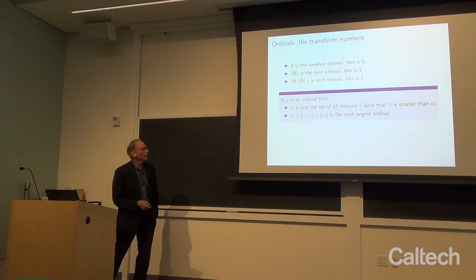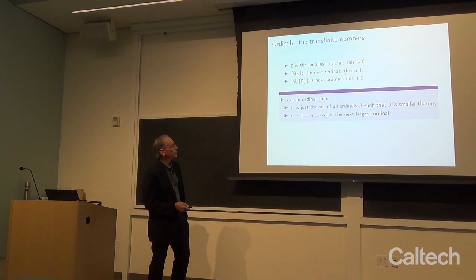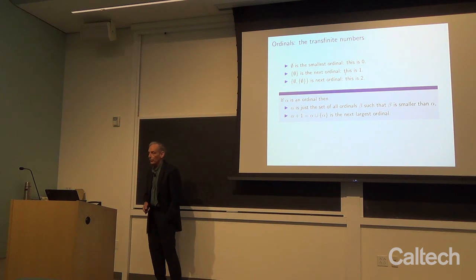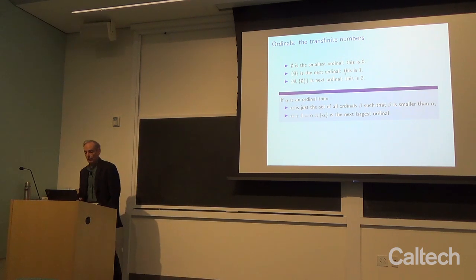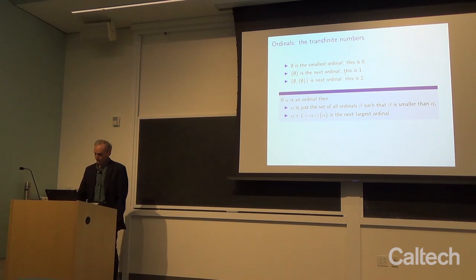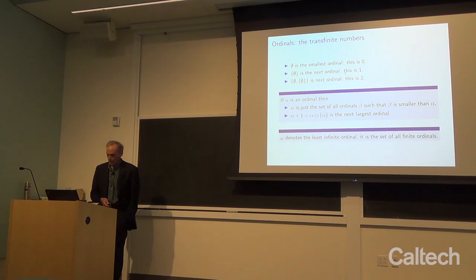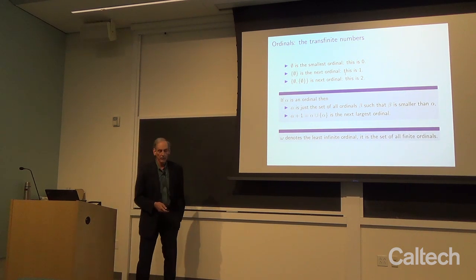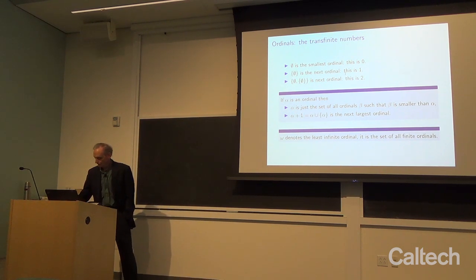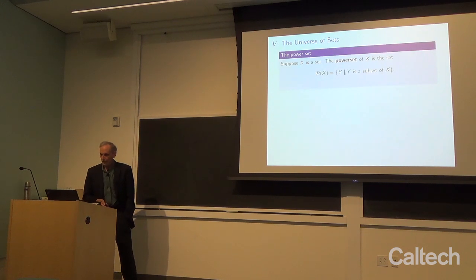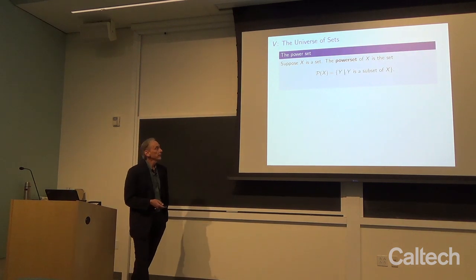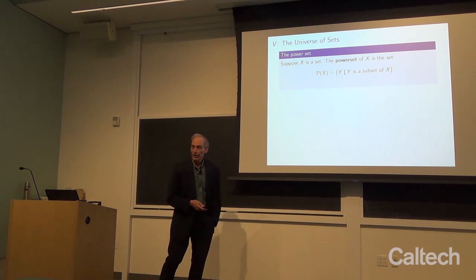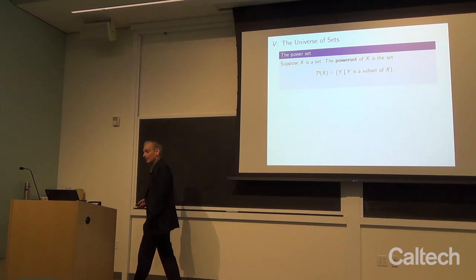In general, if alpha is an ordinal, alpha is just the set of all ordinals which are smaller than it. You can see that from the example. To get the next ordinal, alpha plus 1, you just add alpha to the set. Omega denotes the least infinite ordinal, and it's the set of all finite ordinals. So using the ordinals in a transfinite induction, you can present the universe of sets.